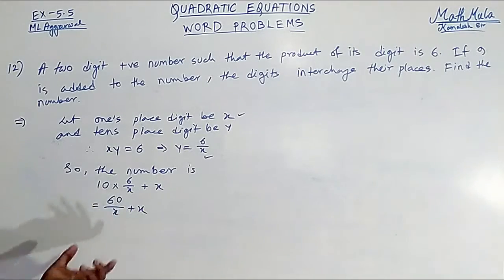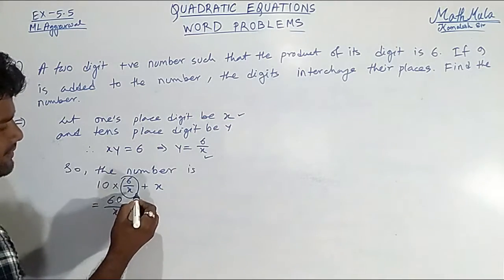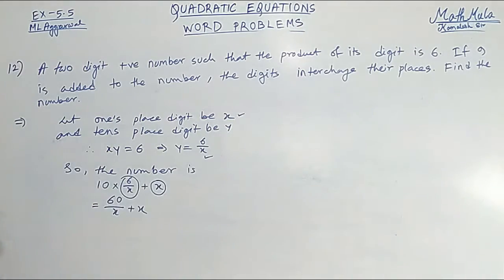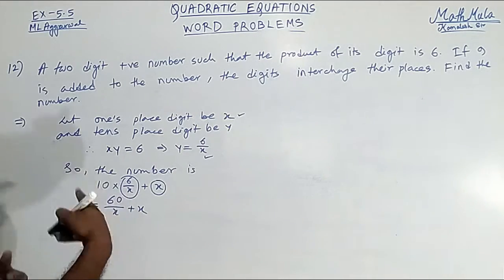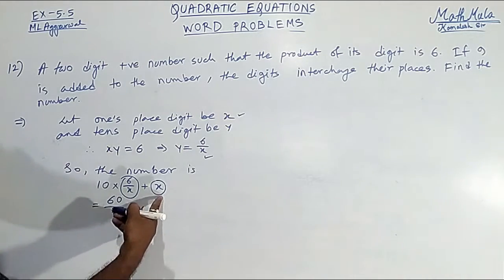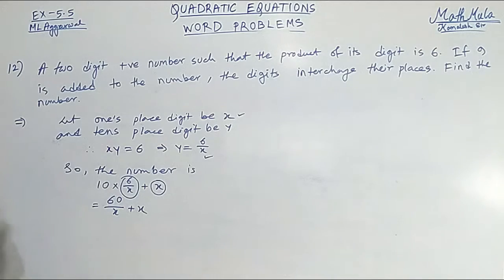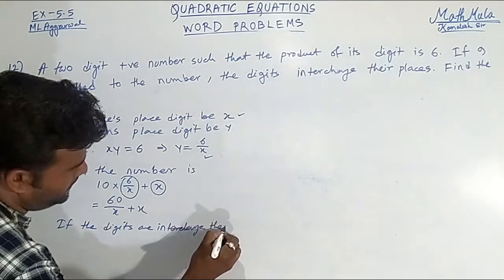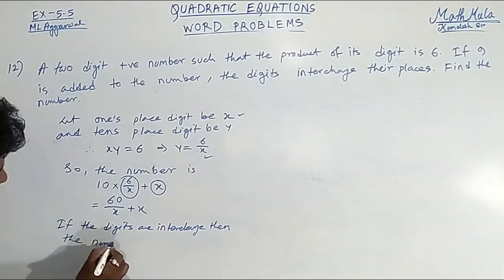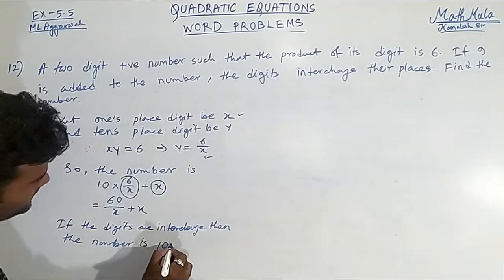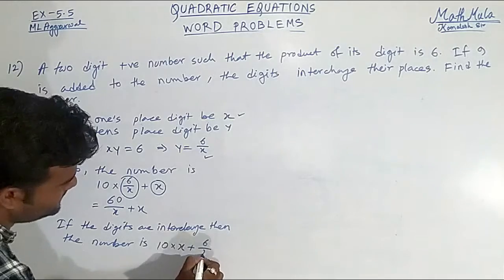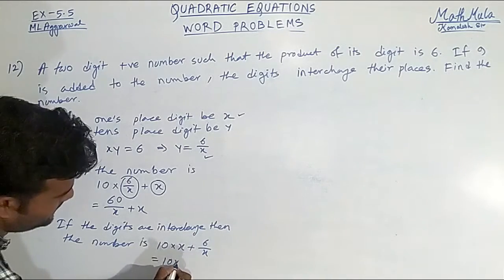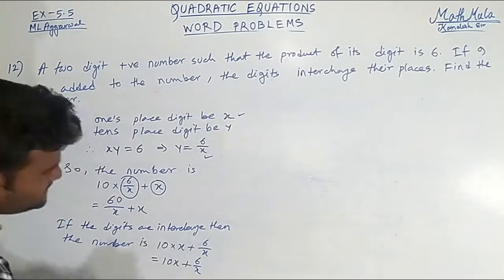If 9 is added to this number, then the digits, that means 6 by x and x, interchange their places. That means the tens place digit will be the 1's place digit and the 1's place digit will be the 10's place digit. Okay. If the digits are interchanged, then the number is 10 into x plus 6 by x, that is 10x plus 6 by x. Okay.